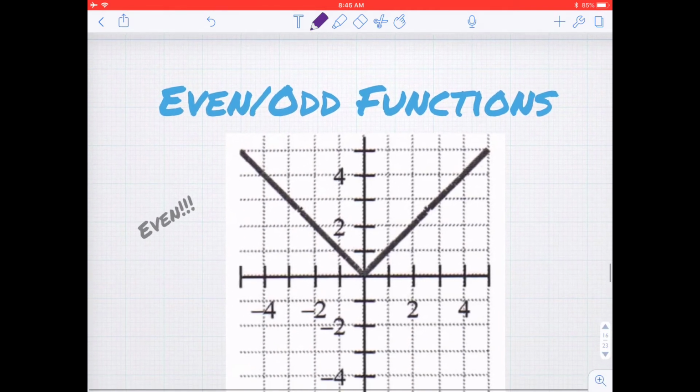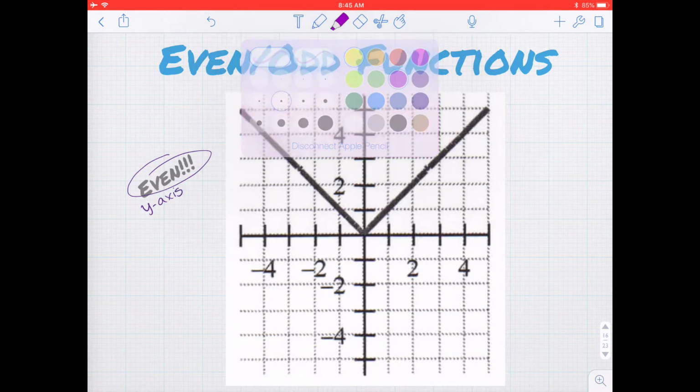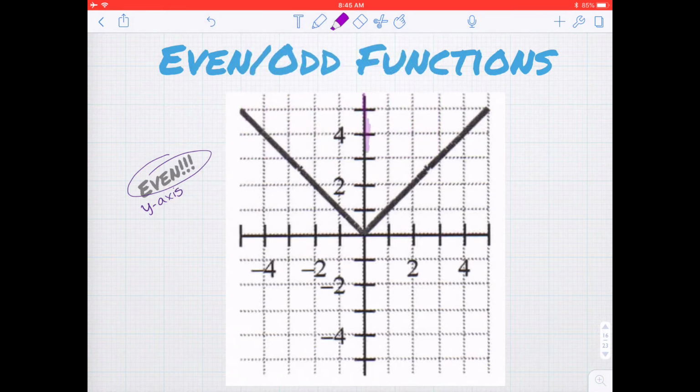So if I look at this particular function, you see that I have identified it as an even function, but why? Well, even says that I am symmetric to the y-axis. So if I go on my graph and highlight my y-axis, and I imagine folding this graph on this purple line, both sides of my function, the right and the left, would lay on top of one another perfectly, and therefore that shows symmetry.